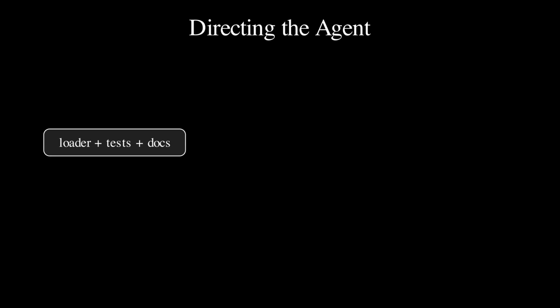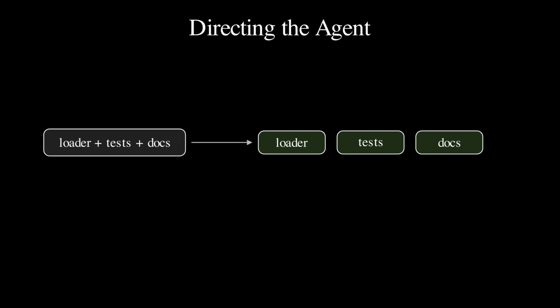Third, one task per instruction. Add a loader, write its tests, and update the docs is three tasks. Bundle them, and if the tests are wrong, reverting them reverts the loader too. Three separate instructions each produce a single-purpose change you can review, accept, or revert on its own.